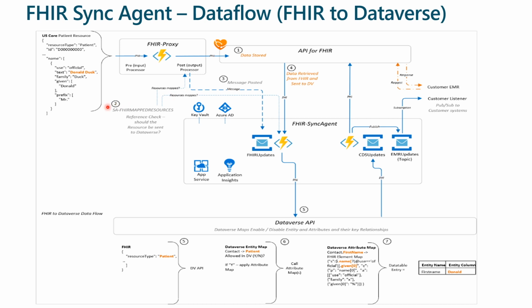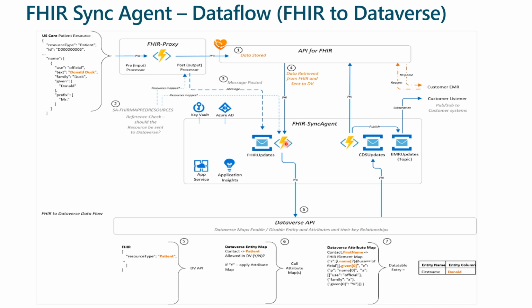In the second step, it verifies if this change needs to be propagated to Dataverse. This verification is done by the proxy by checking if the resource is found in the SA-FHIR map resources configuration setting on the key vault. If the resource is not found in this configuration, it will be ignored. If the setting is found, the proxy will send the message to the FHIR updates queue.